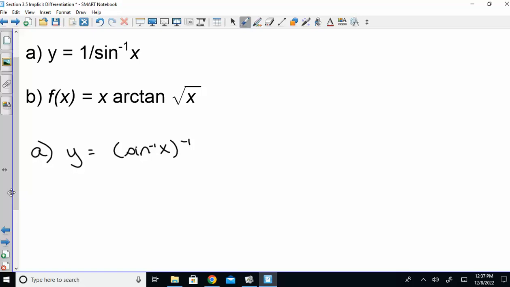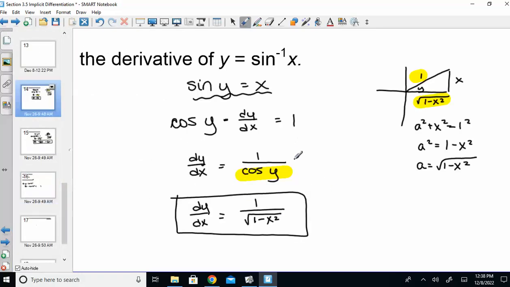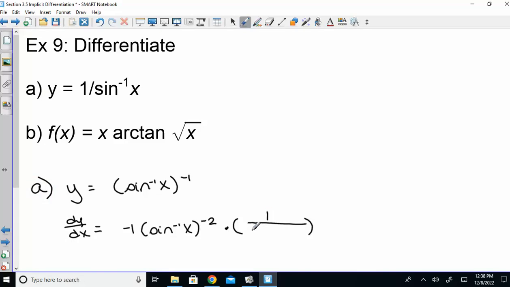So let's think about our chain rule. Chain rule says, when you do your derivative of the outside, the negative 1 comes down, inside stays the same. Subtract 1 from the power, so it's now the negative 2 power, times derivative of the inside. The derivative of sine inverse of x we found in the first example I did today. So that was 1 over the square root of 1 minus x squared.